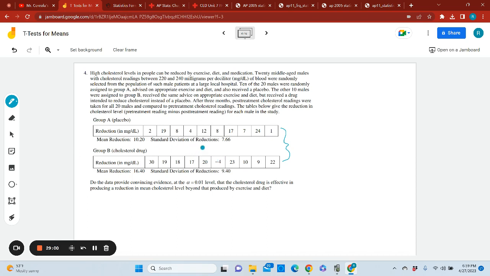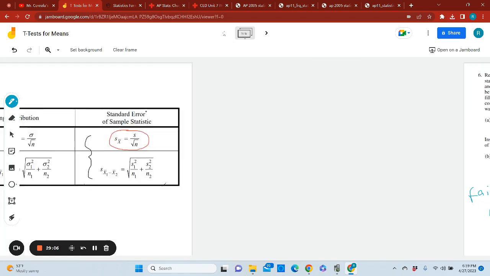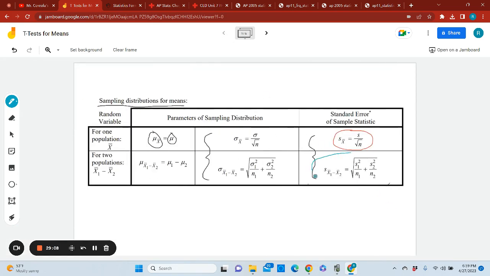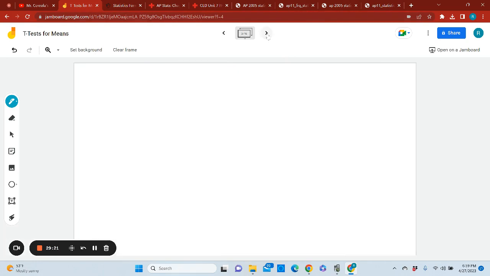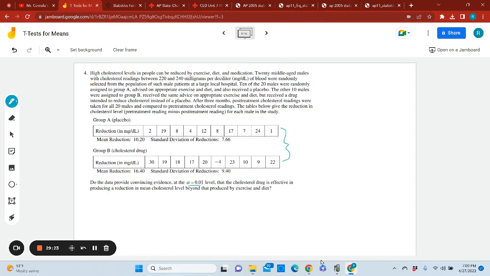Okay, so that's one. Now, two, we're running the test at the 1% level, and we're dealing with 2 samples now. So this is going to be how we get the standard error for the combined sampling distribution of X bar 1 minus X bar 2. All right, so let's get at this question now.